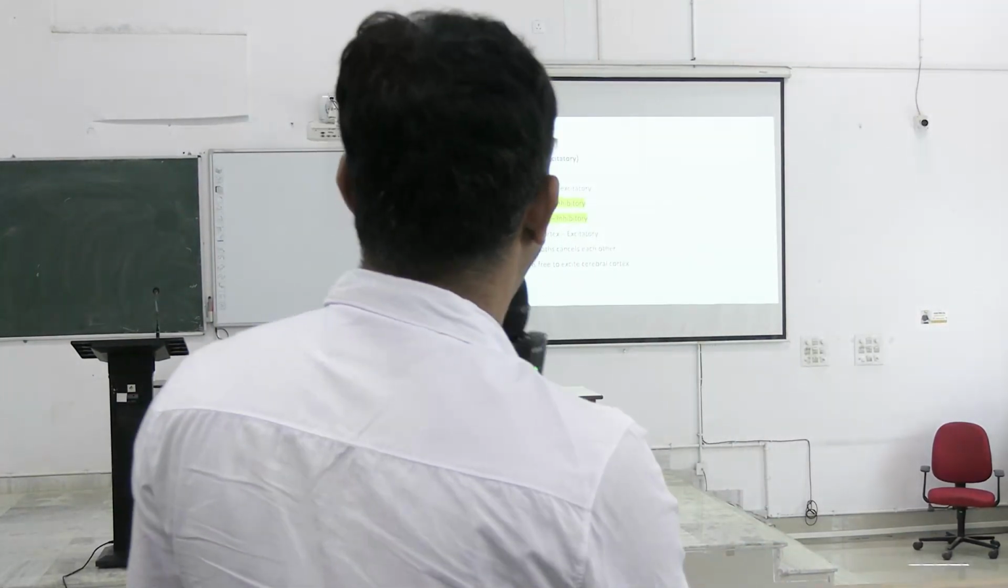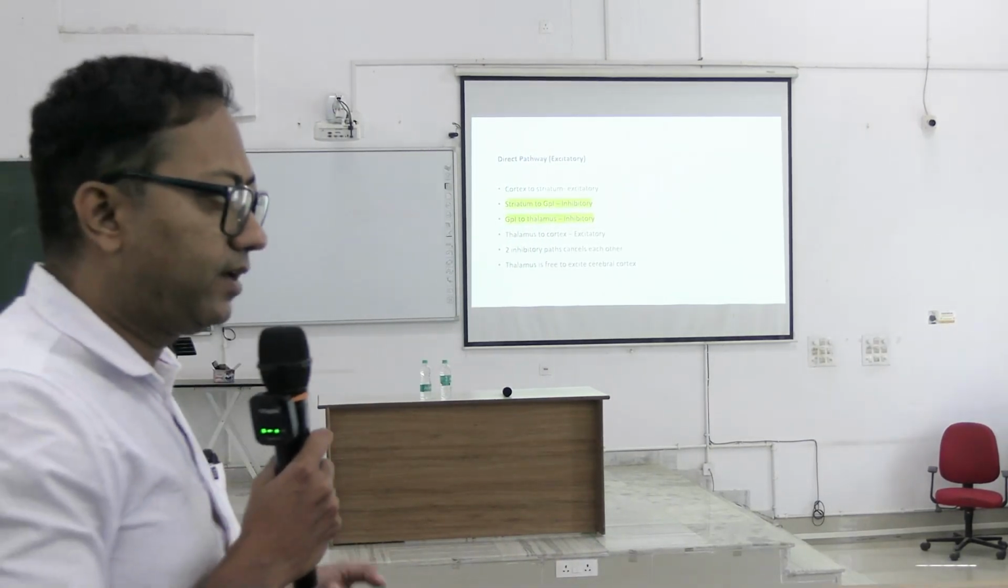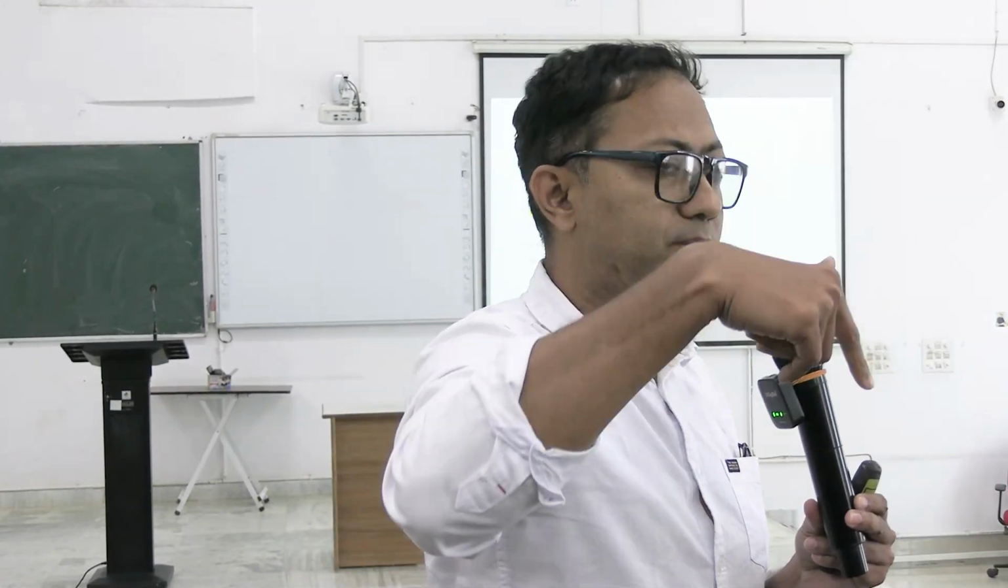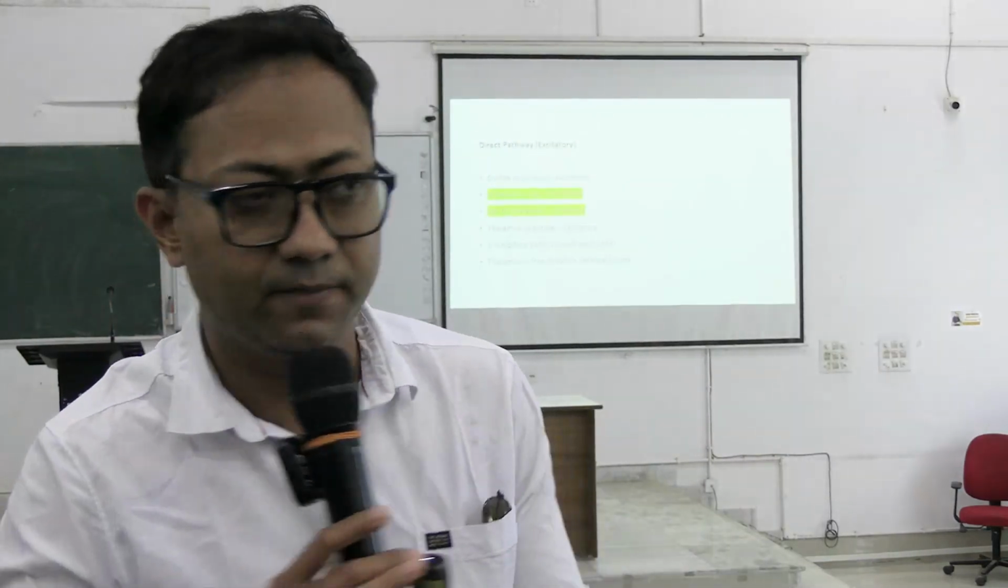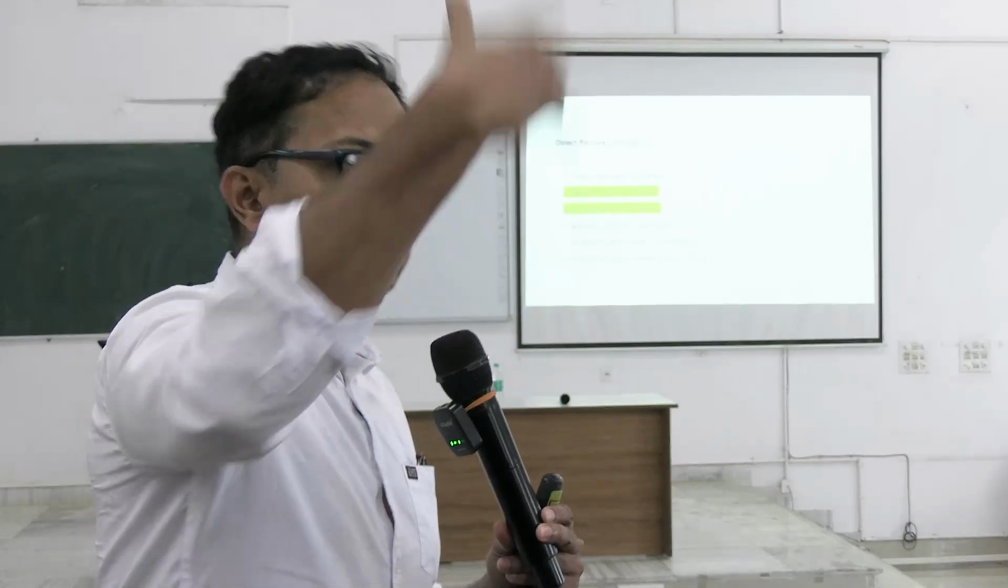So, first the direct pathway. You know striatum is the part of basal ganglia. There is a two-way connection, basal ganglia to cerebral cortex and cerebral cortex to basal ganglia. Depending on the connection from basal ganglia to cerebral cortex, we divide it into either direct pathway or indirect pathway.